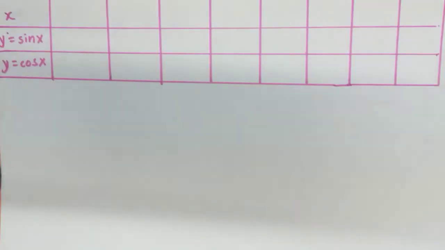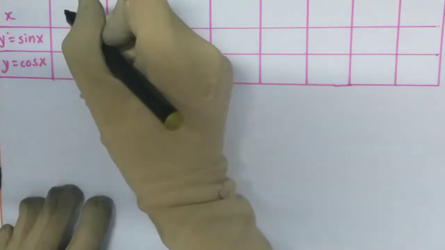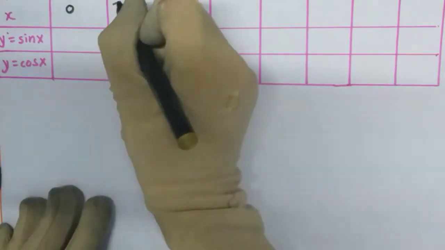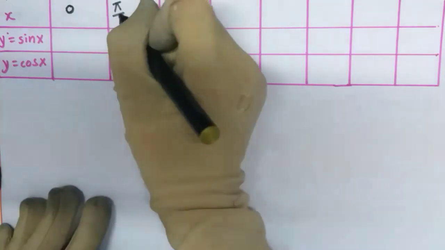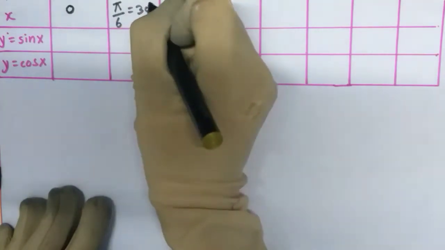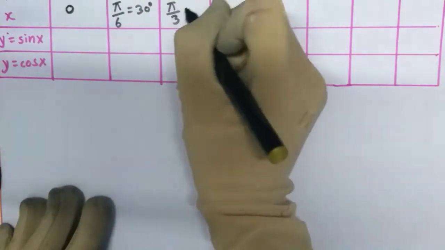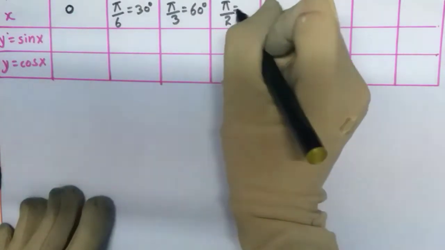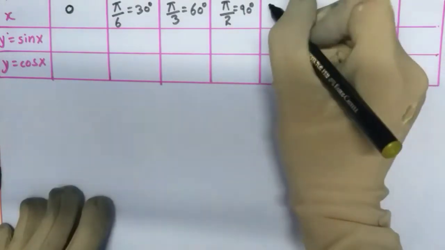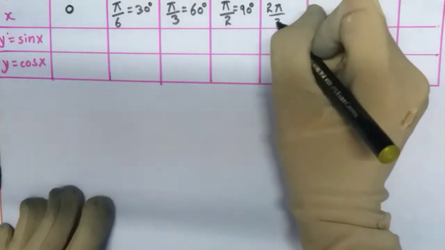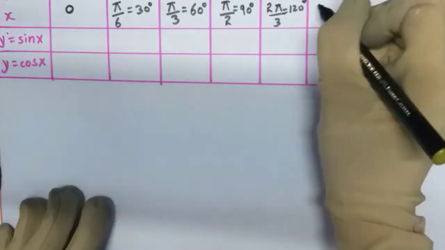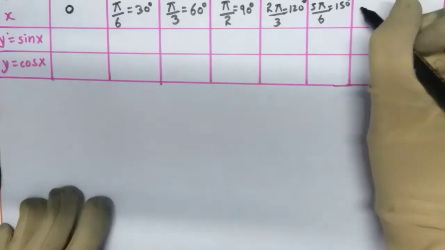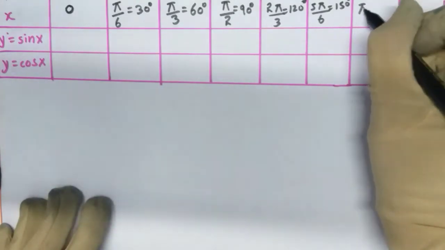So we know that our angles vary from 0 to pi. The angles will be: first 0 degree, next pi by 6, which equals 30 degree. Then pi by 3, which equals 60 degree. Then pi by 2, which equals 90 degree. Then 2 pi by 3, which equals 120 degree. Then 5 pi by 6, which equals 150 degree. And pi, which equals 180 degree.